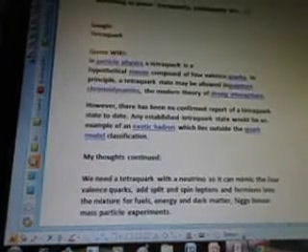That'd be cool. In principle, a tetraquark state may be allowed in quantum chromodynamics, the modern theory of strong interactions. However, there has been no confirmed report of a tetraquark state to date. Any established tetraquark state would be an example of an exotic hadron, which lies outside the quark model classification. So my thoughts continued. We need a tetraquark with a neutrino so it can mimic the 4 valence quarks. Add split and spin leptons and fermions into the mixture for fuels, energy, and dark matter. Higgs boson mass particle experiments.